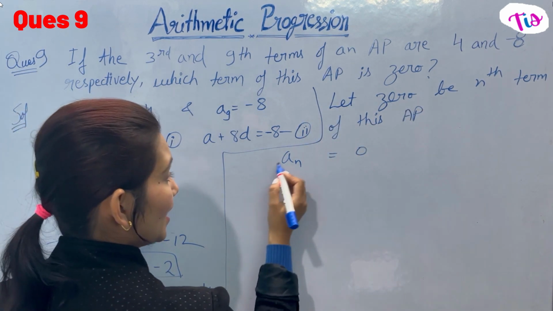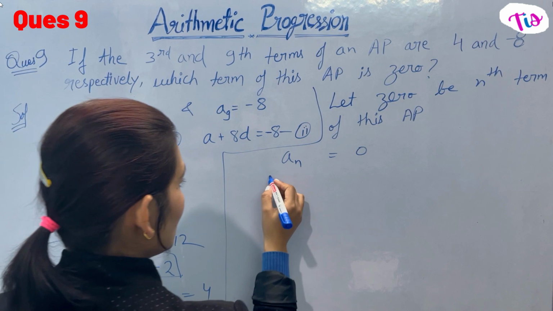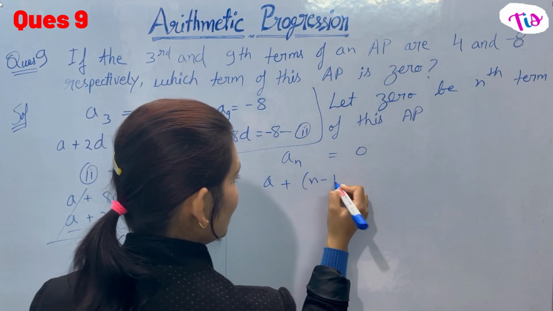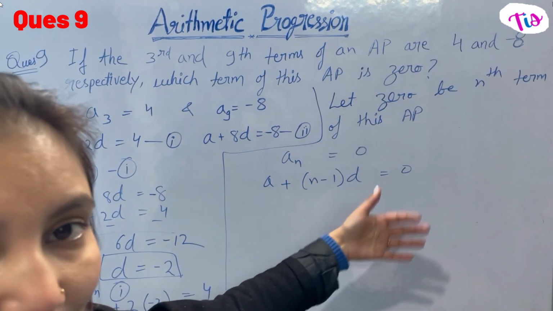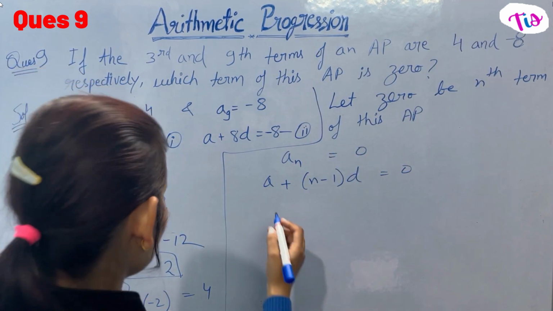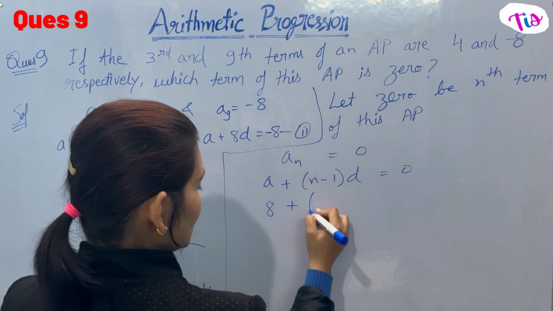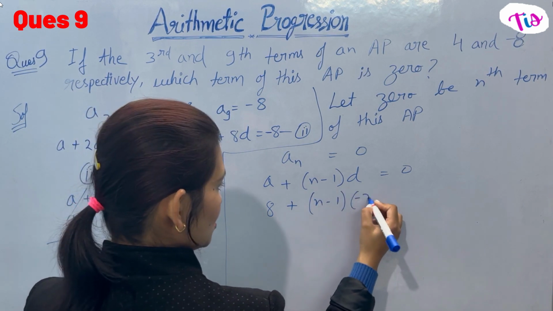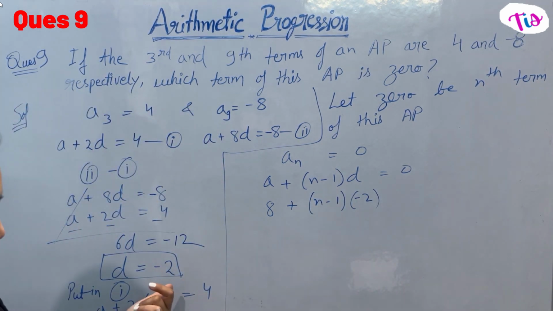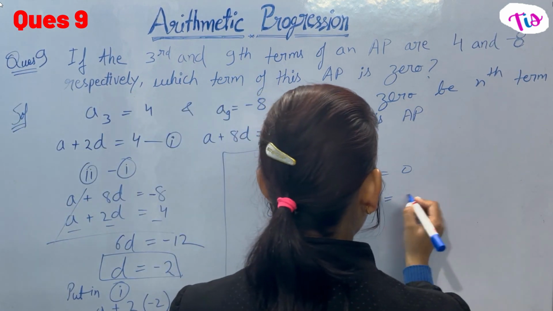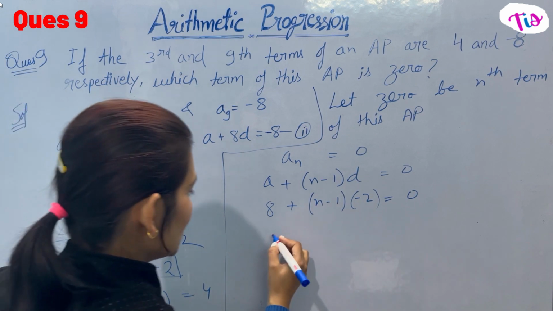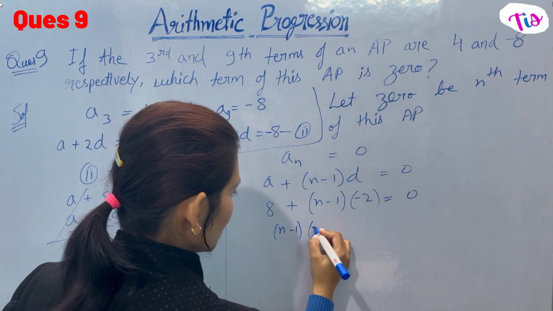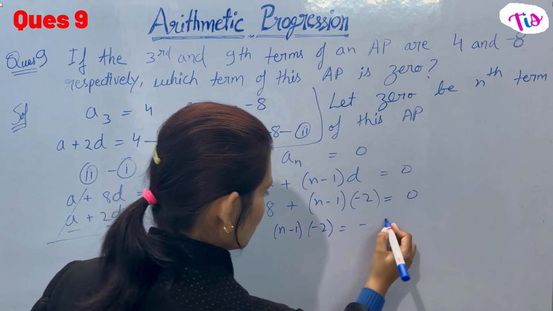An is 0, okay? So according to the general term of an AP, a plus n minus 1 into d is equal to 0. Now put the values of a and d, solve for n, and you'll get your answer. So a here is 8, d here is minus 2, okay? We just solved for d. So d was minus 2 is equal to 0. Now whatever is constant will go to the right hand side, and the rest will be on the left hand side. So 8 will go to that side, minus 8.